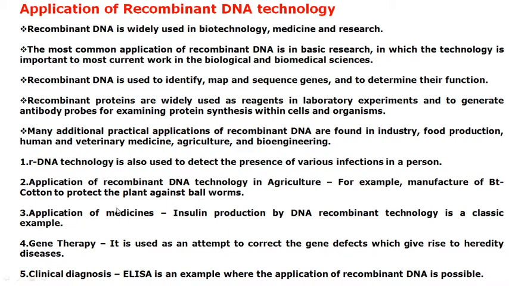The third application is in medicine. As I already discussed, insulin production by rDNA technology is the classical example in the medicine field. Further, it is also used in gene therapy. By using rDNA technology, you can remove any defective gene from the human body or from the animal's body. And finally, clinical diagnosis, like ELISA, is an example where the application of rDNA is quite possible.